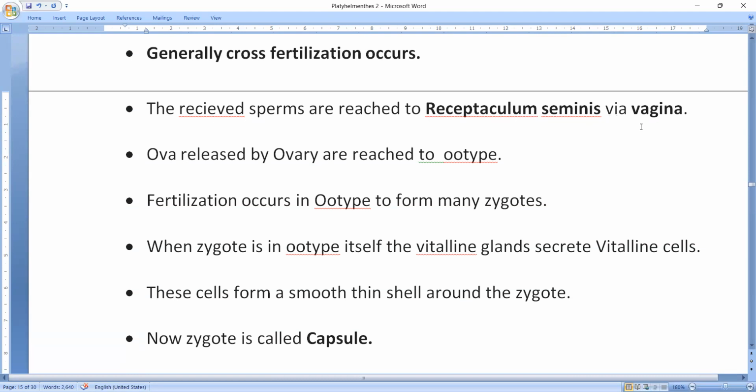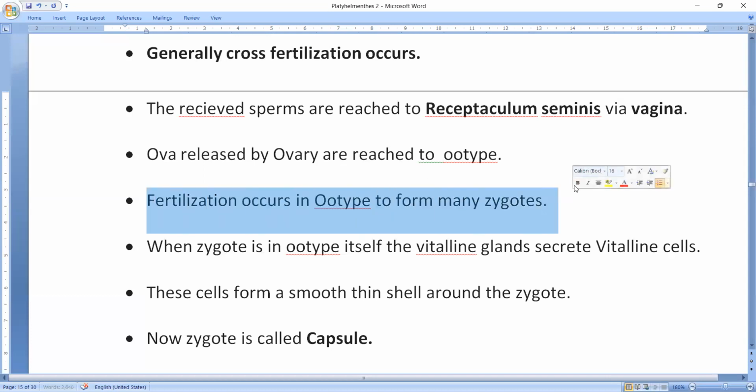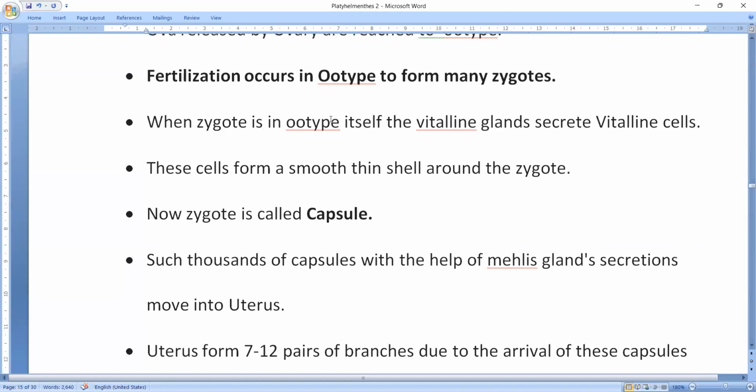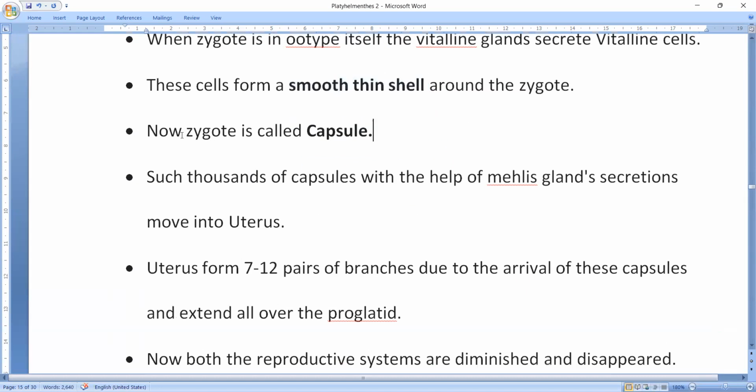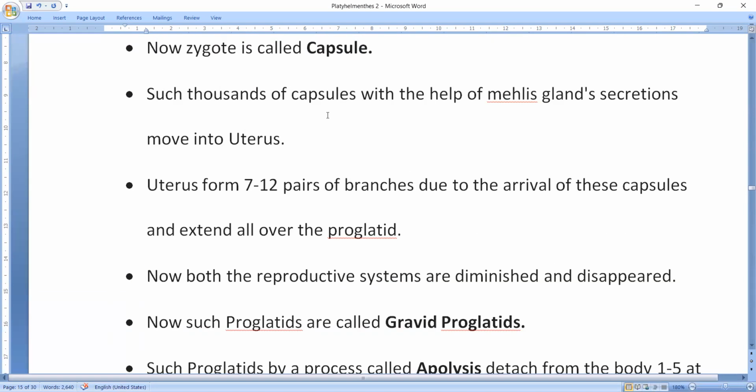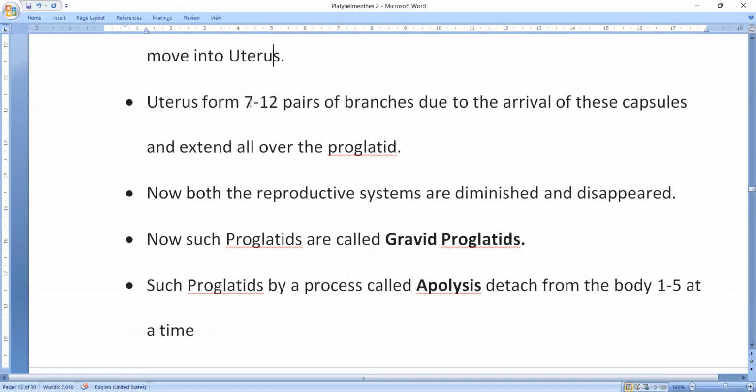Via the vagina, ova released by the ovary reach the ootype. Fertilization occurs in the ootype to form the zygote. When the zygote is in the ootype itself, the vitelline glands secrete vitelline cells. These cells form a smooth, thin shell around the zygote. Now the zygote with the shell is called a capsule. Such thousands of capsules, with the help of Mehlis gland secretions, move into the uterus. The uterus forms about 7 to 12 pairs of branches.